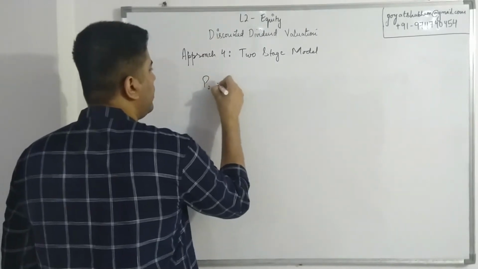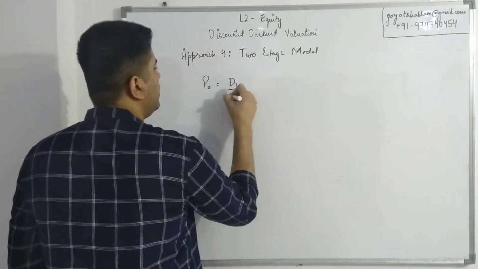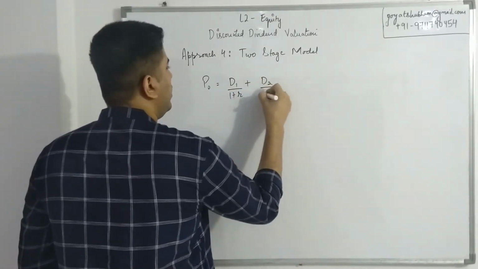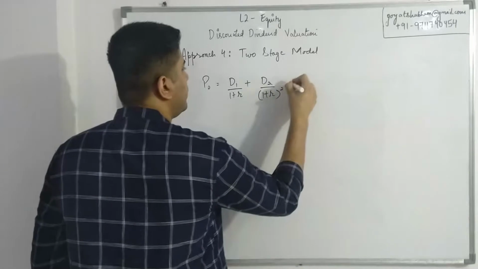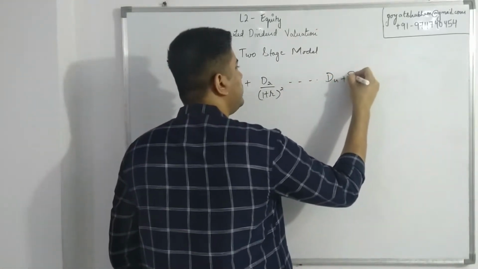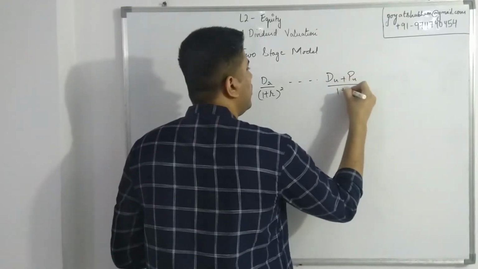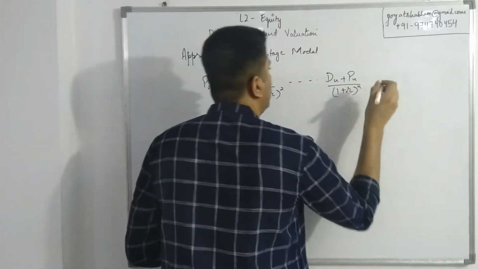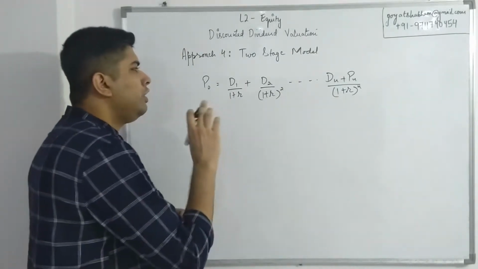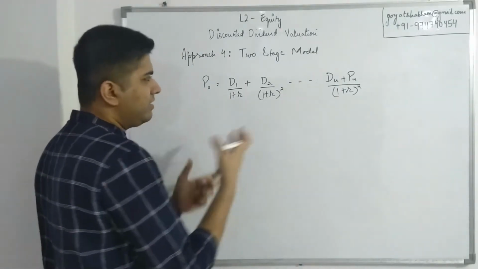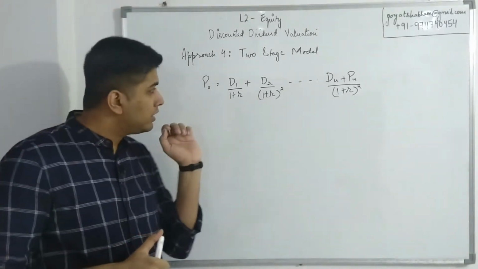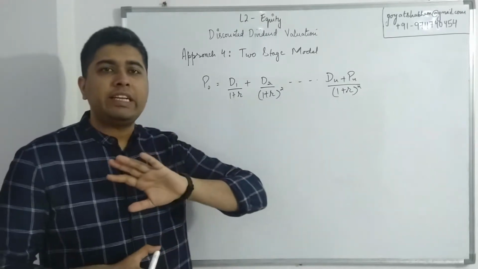P0 is D1 upon 1 plus R, plus D2 upon (1 plus R) whole square, and so on, up to Dn plus Pn upon (1 plus R) to the power n. Now, those who are keen observers among you would have noticed that this is the exact same equation we had in our first approach of fixed holding period. That is correct. The equation is exactly the same.